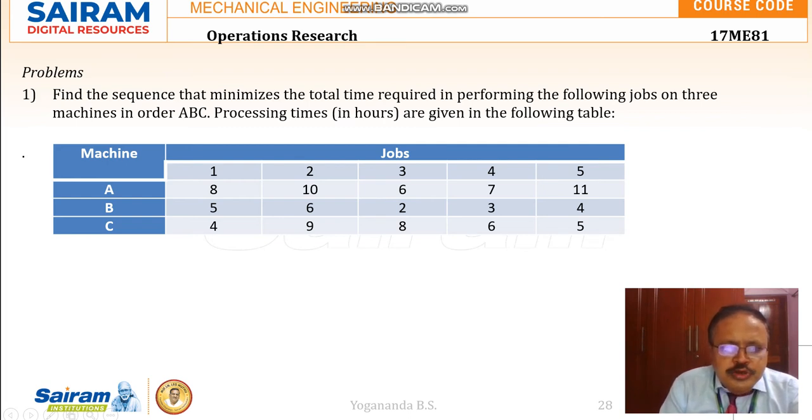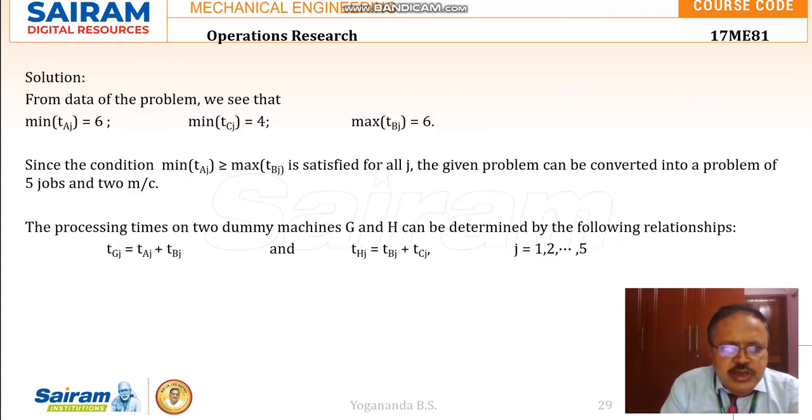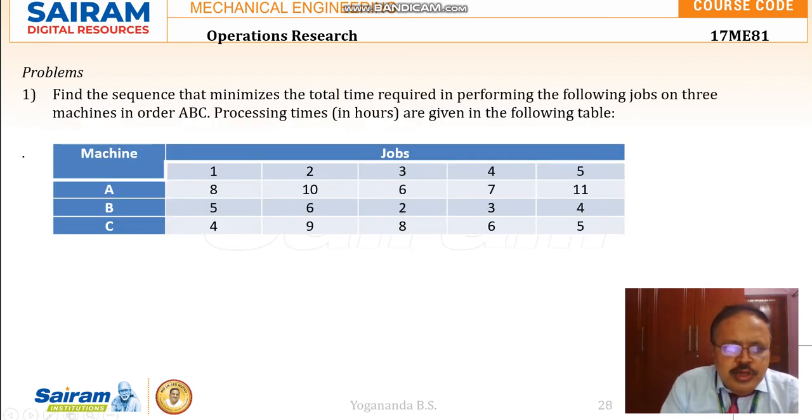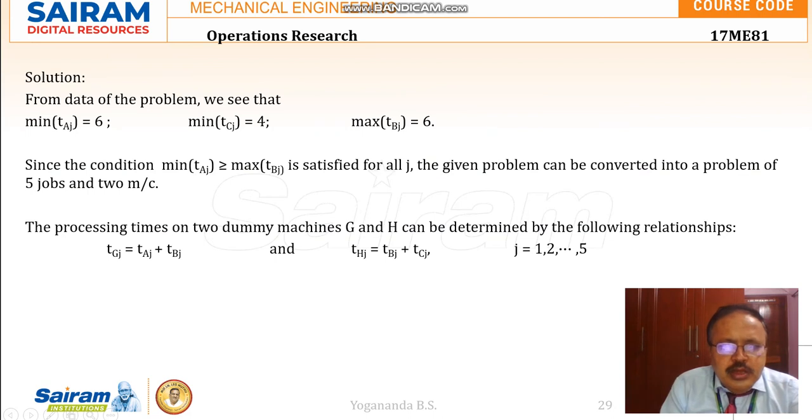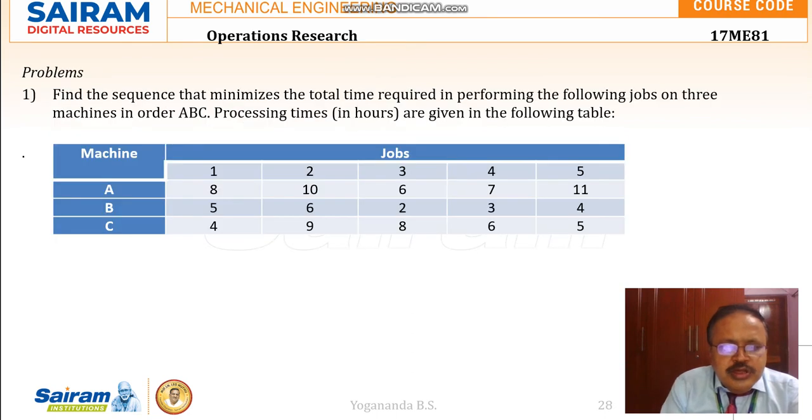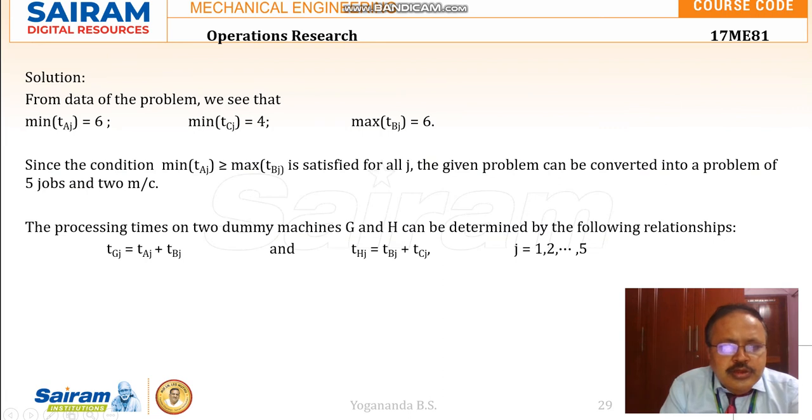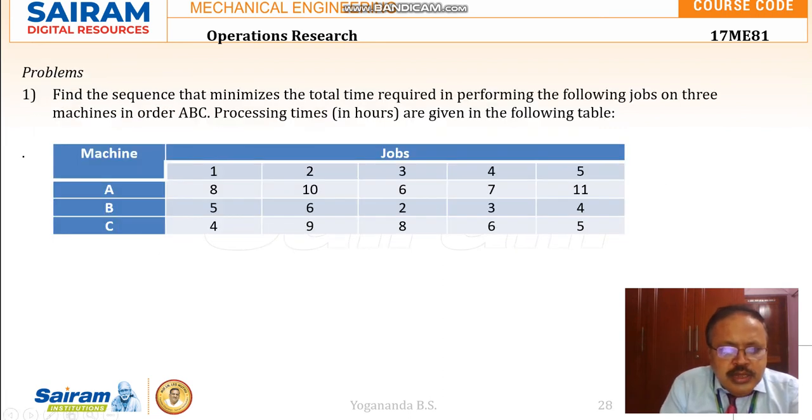Now the 3 machine problem has to be converted into a 2 machine problem, for which we follow the condition given. First you see the minimum processing time in the first row, that is on machine A. Here the minimum processing time is 6. Similarly, in the last row, you search for the minimum processing time. That is 4 in the last row.